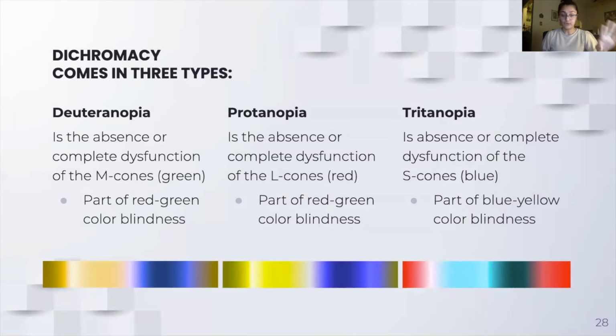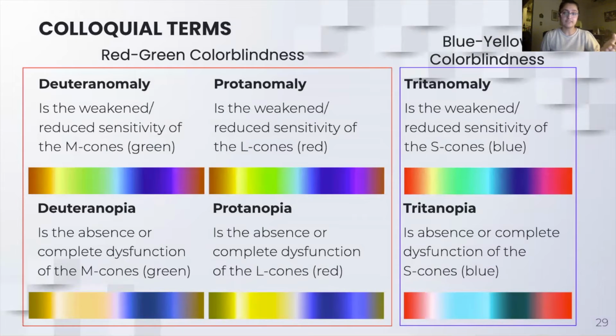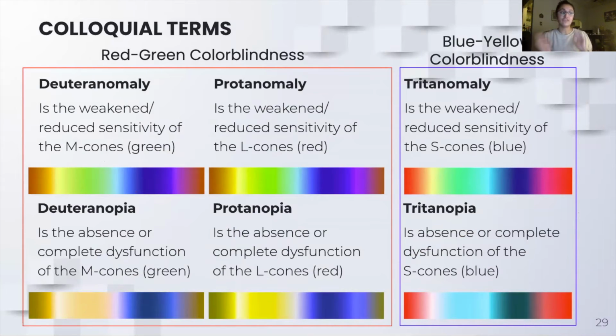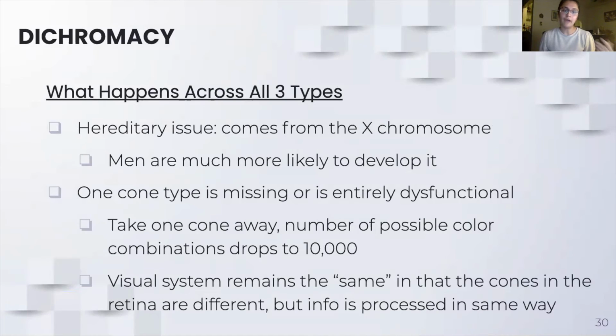Now, I'm sure, or I'm hoping, you're probably thinking about how familiar this sounds. And that's because it is. What we know colloquially as red-green color blindness consists of these four groups: deuteranomaly, protanomaly, deuteranopia, and protanopia. And while tritanomaly and tritanopia are less familiar, they also are grouped by the term blue-yellow color blindness. And these are grouped in such a way because the effects of these deficiencies are similar. Now let's learn more about dichromacy.